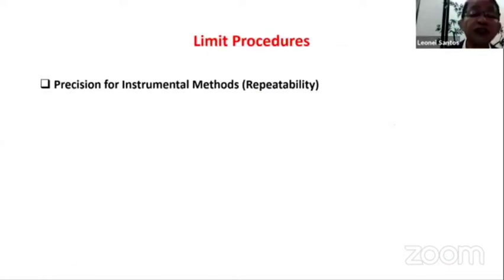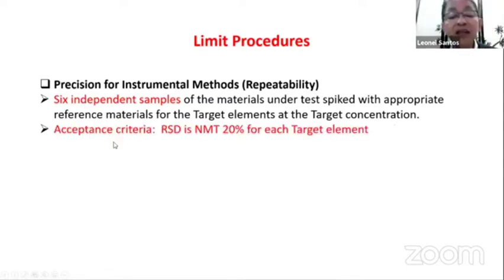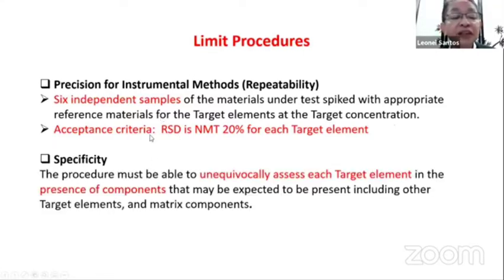For quantitative procedure, it would be the same, but the limit procedure must be done with repeatability, 6 independent samples, and acceptance criteria RSD not more than 20%. In terms of specificity, the limit procedure must be able to unequivocally assess each target element. So there's specificity even for limit procedure.